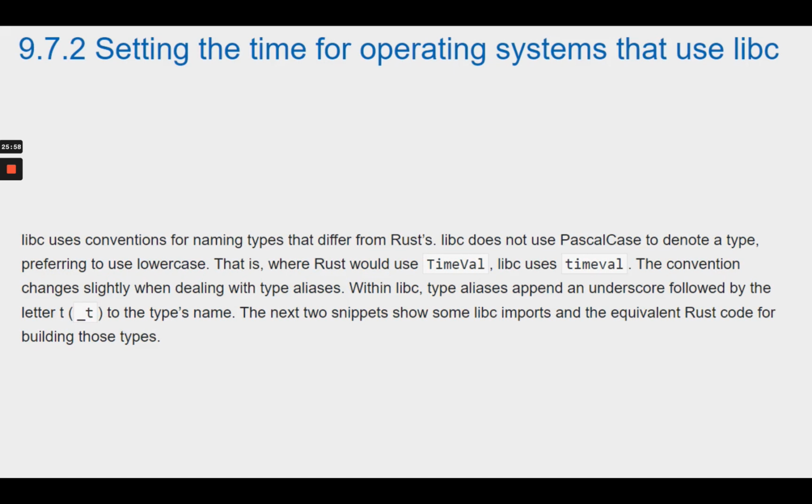libc uses conventions for naming types that differ from Rust's. libc does not use Pascal case to denote a type, preferring to use lowercase. That is, where Rust would use TimeVal, with T and V capitalized, libc uses all lowercase timeval. The convention changes slightly when dealing with type aliases. Within libc, type aliases append an underscore followed by the letter T, or _t, to the type's name. The next two snippets show some libc imports and the equivalent Rust code for building those types.